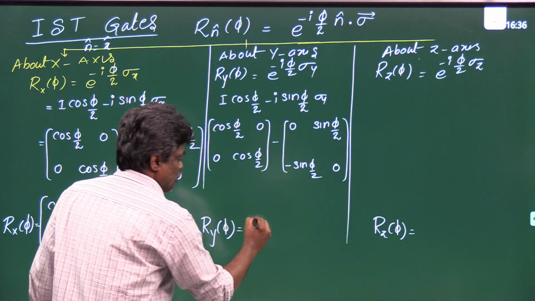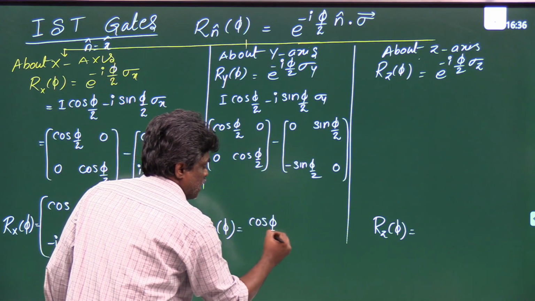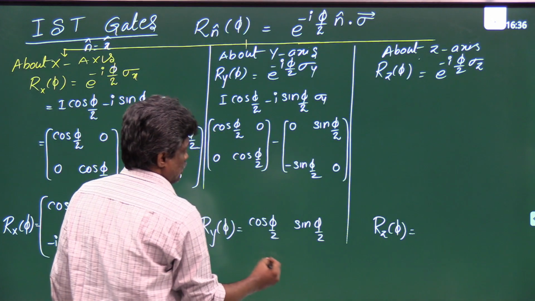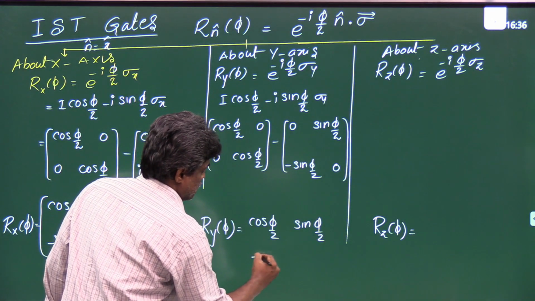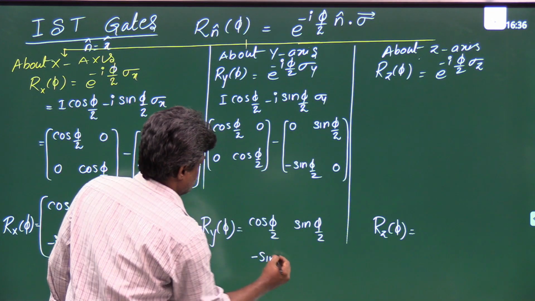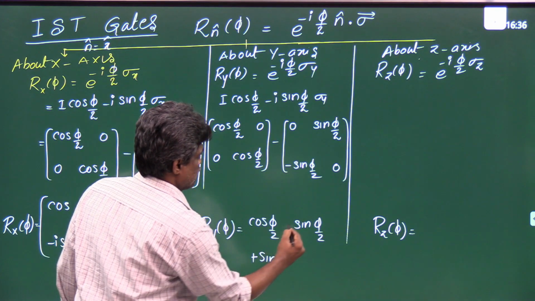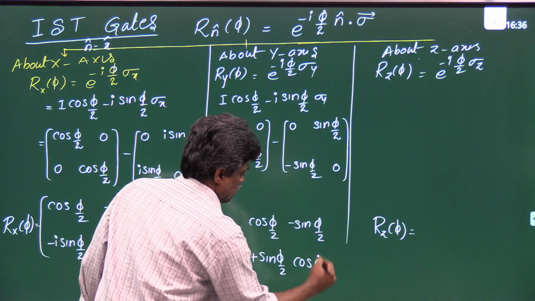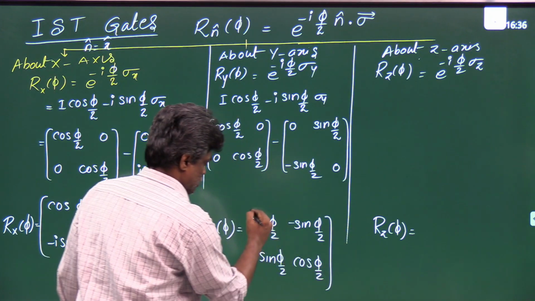So I hope you got this. Cos phi by 2, sin phi by 2, and this is minus sin phi by 2. Wait a minute. Sorry, this is plus and this is minus. Please cross check whether you are getting the same or not.